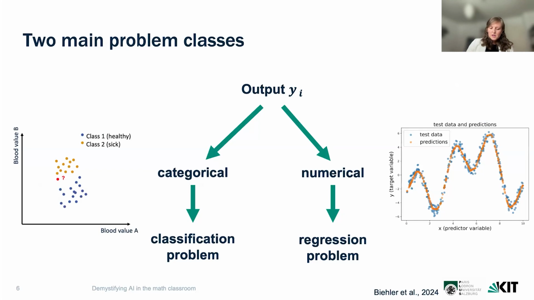When we look at the learning material in a second, we will also look at different problem classes that are underlying different AI technologies. And the main differentiation relies on the nature of the output, yi. If the output is categorical, we end up with a classification problem. If it's numerical, we end up with a regression problem. For both of these problem classes, we developed teaching and learning material with different focus. And I would like to directly dive into that right now, starting with the classification problem.